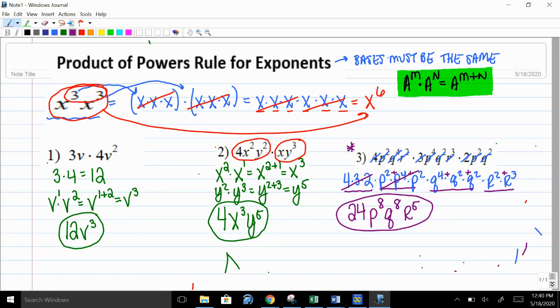Okay, so kind of like I did in number 3, I put the whole numbers with the whole numbers. I put the p's with the p's, the q's with the q's, and the r's with the r's. Okay, I separated them first. I organized my work. All right, and then I applied my rule. As long as they're the same base for today, you can add the exponents. Okay, hopefully this makes sense, guys.